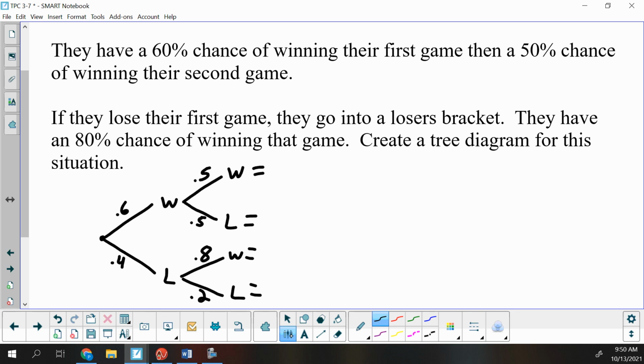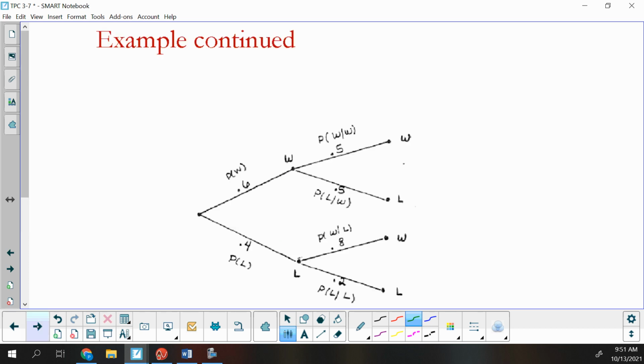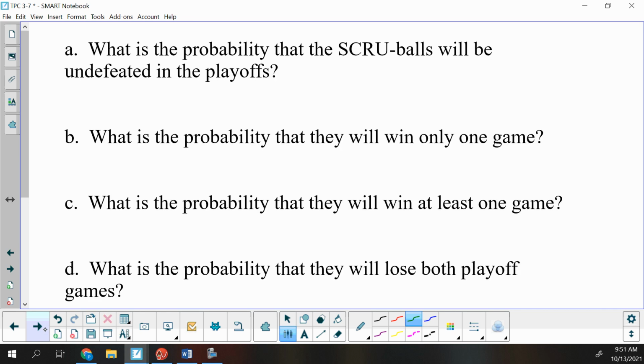We would need to multiply out our branches. So first we would do win followed by win. 0.6 times 0.5 would end up giving us 0.3 or 30%. And if you punch the other ones in, you'd have 0.3, 0.32, and 0.08. Well, now for the follow-up questions. Okay, this is just the option of if you did conditional probability, so we'll skip over that.